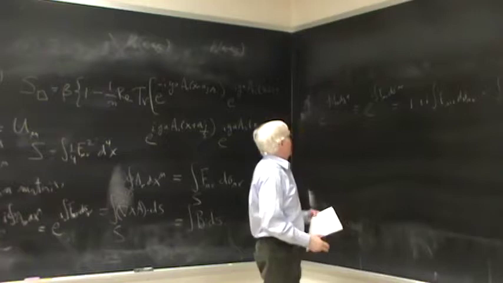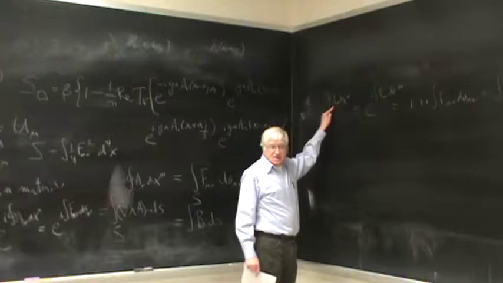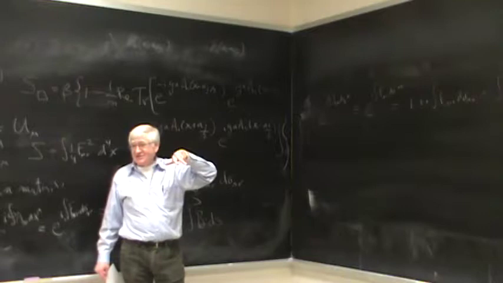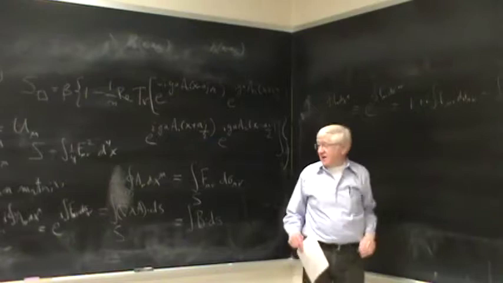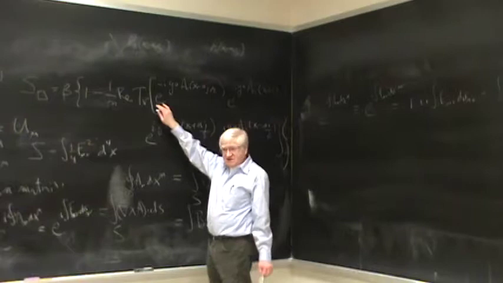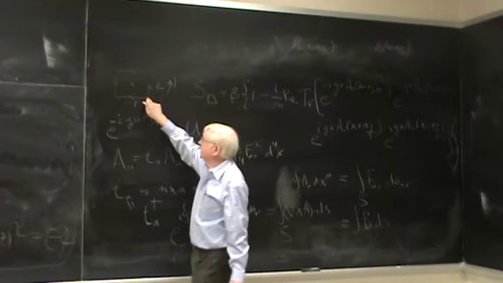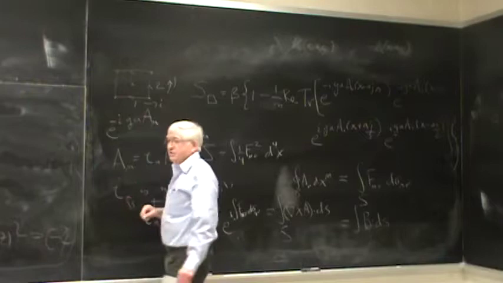And moreover, you've got a gauge invariance here. If you have an integral of A around a closed loop, that's a gauge invariant. It's obviously gauge invariant in the abelian case, and it's less obviously gauge invariant in the non-abelian case. And so then this whole thing is gauge invariant, and here you have an explicit gauge invariance in the sense that you can put at each vertex of the plaquette, in other words, here, here, here, and here, you can make a gauge transformation.